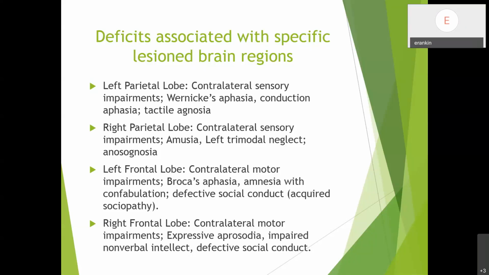On the other side, for the right frontal lobe, again, we talked about expressive aprosodia, which is kind of like a language disorder, but for the intonation of speech. So a person will just talk very monotone and they don't have any inflection. Sometimes people think they're depressed, but they're not depressed. They just don't have any ability to impart that emotional inflection into their language. And of course, we talk about defective social conduct. They might do things that are totally out of character for themselves.